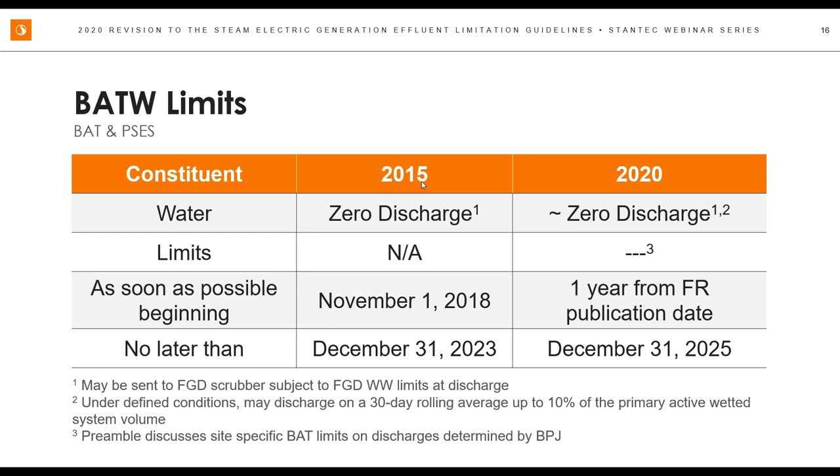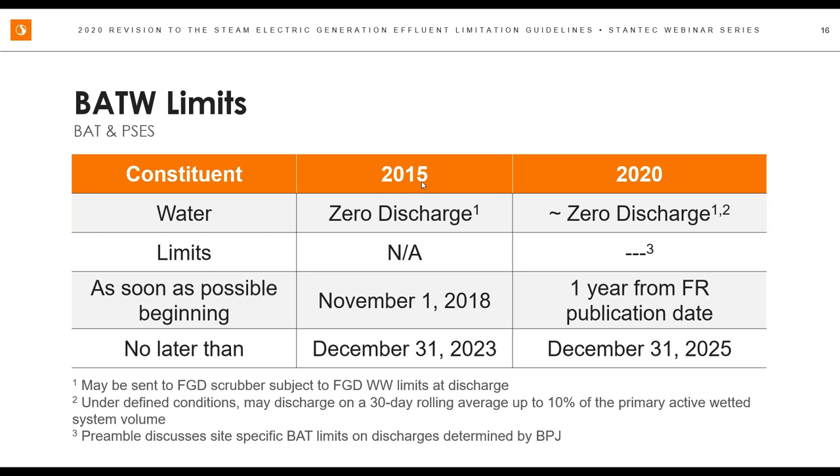As far as the limits, since there was zero discharge in 2015, there were no limits. In 2020 now, the preamble discusses site-specific BAT limits on discharges determined by best professional judgment. This is an area where you want to have very clear communications with your permitting authorities, your permit writers.